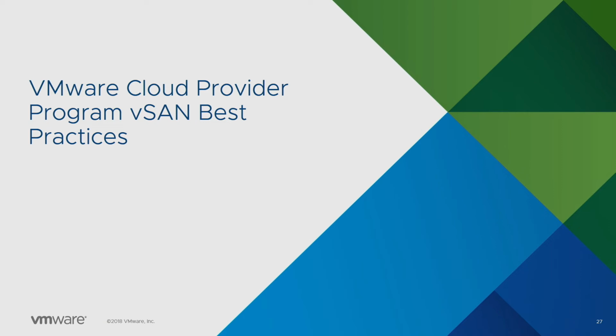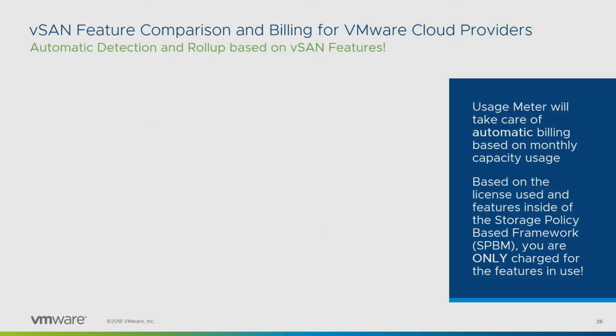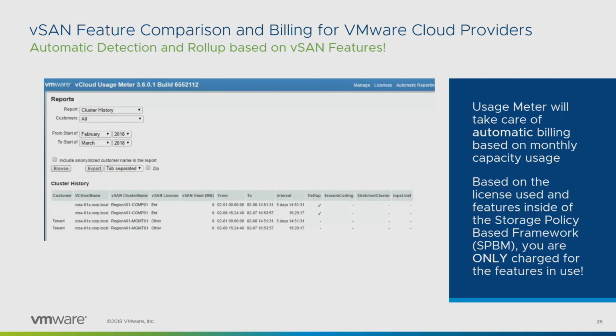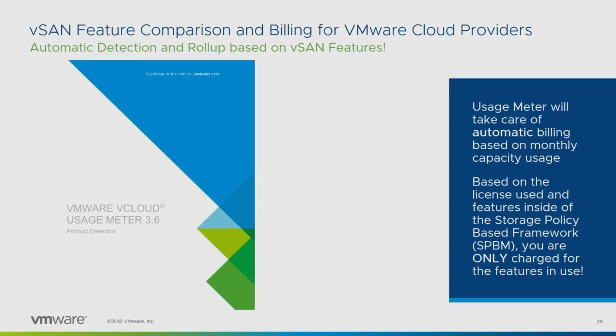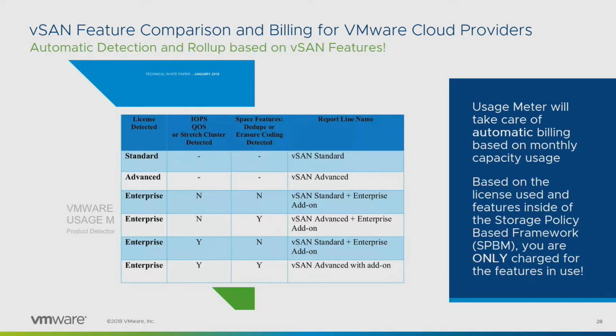No problem. All right, so we're going to get into some of the practical features of the operational model. Usage Meter, which is our metering application, will meter vSAN on a per month basis. So what it does is look at the overall operational usage of vSAN from a capacity perspective, and this is reported in what we call the cluster history report. Now, this may be ironic for some of you, but Usage Meter does have a lot of intelligence and logic built in for vSAN.